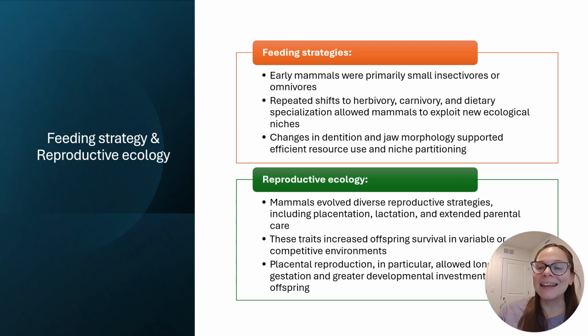Mammalian diversification was driven not by diet or reproduction alone, but by the interaction between the two. So, feeding strategies opened new ecological opportunities, while reproductive traits ensured that offspring survival allowed mammals to establish stable populations across diverse environments.